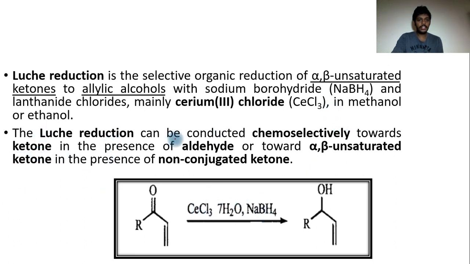The Luche reduction can be conducted chemoselectively towards the ketone in the presence of an aldehyde. If this R group is an aldehyde, the ketone is reduced. It can also be conducted towards the alpha beta unsaturated ketone in the presence of a non-conjugated ketone. If the R group is a non-conjugated ketone, only the alpha beta unsaturated ketone is reduced to form the allylic alcohol. Let's see the mechanism.